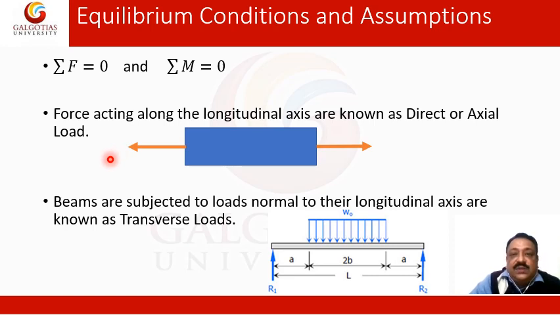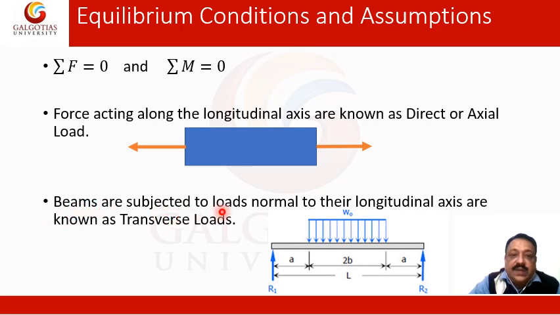The direct forces can be of two types as we are showing. One is the tensile force, which tends to increase the length of the beam or the bar, and second is the compressive force or the compressive load, which tends to reduce the length of the bar.